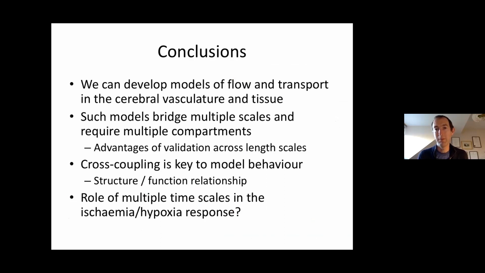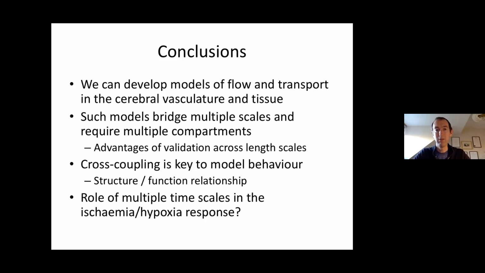So hopefully I persuaded you how we can develop models of flow, blood flow and oxygen transport in the cerebral vasculature and tissue. And this is all based upon rigorous mathematics and models that scale across multiple scales, which means that these models, because they bridge multiple scales, require multiple compartments. But I also want to highlight the fact that because of this, it means that we can do validation at multiple scales as well, because all our models are based upon one scale, characterized and scaled up. It means that we can do the validation at all of these different scales.